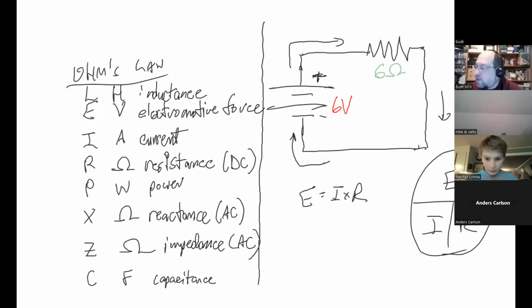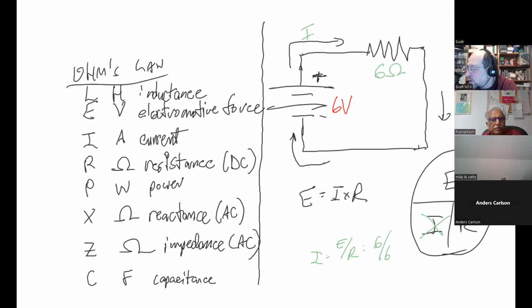Okay, so what's the thing that we don't know? We don't know our current. So we're going to put an X through the current, and we have our current is equal to E divided by R, which is 6 divided by 6, which is 1 amp. 1 ampere of current. Now, that doesn't necessarily sound like a lot. This is actually about 1.6 times 10 to the 19th electrons per second flowing through any given point.